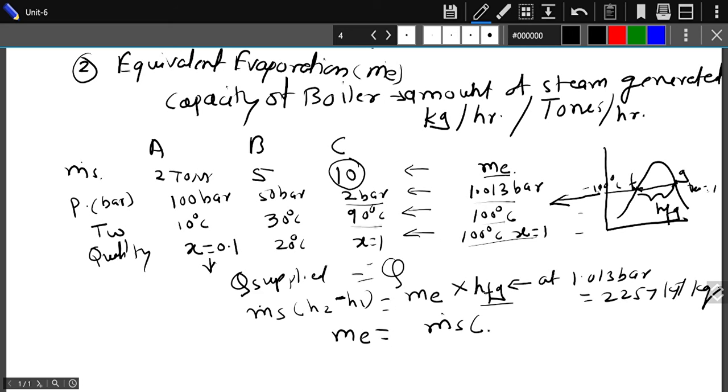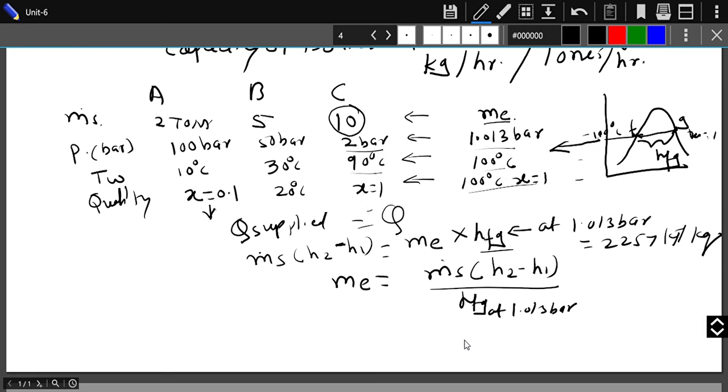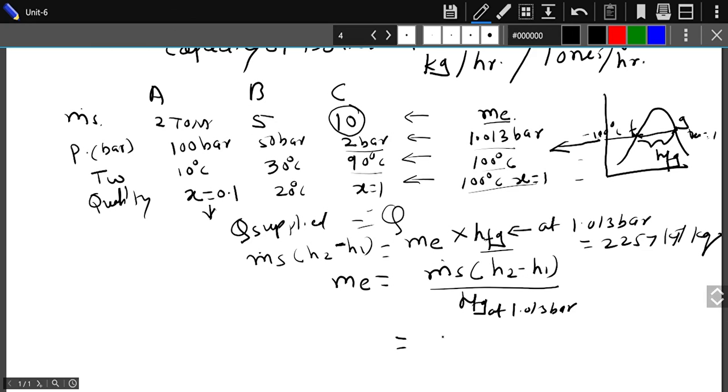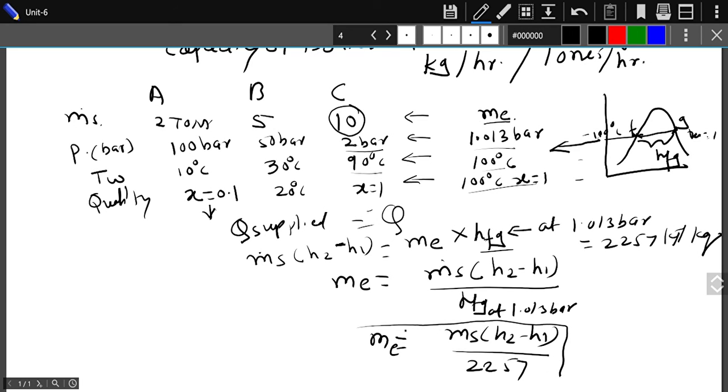So the formula of equivalent evaporation becomes m dot s, the actual steam generated in the boiler, times h2 minus h1, divided by h_fg at 1.013 bar, and that value from the steam table is 2257. So the equivalent evaporation is m dot s times (h2 minus h1) divided by 2257, and this is the formula that we get for the equivalent evaporation.